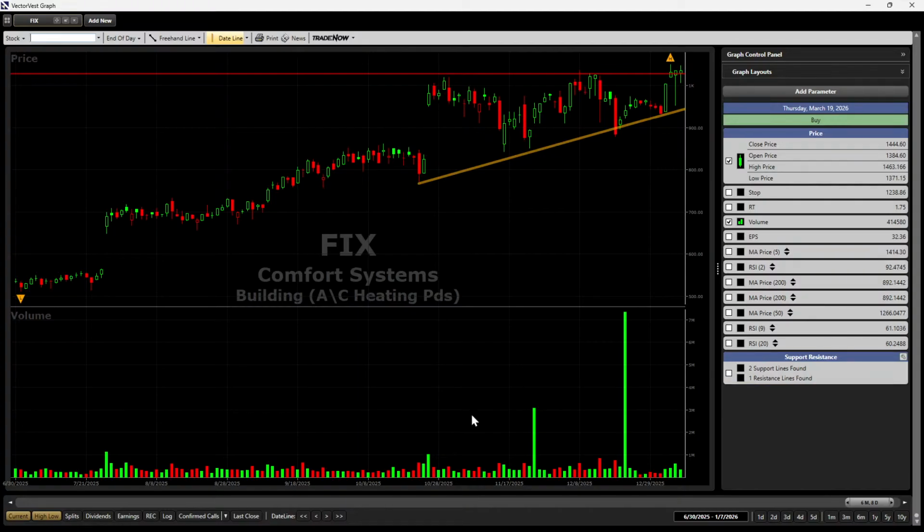So what do we see here? We're looking at the end of last year. All right, so we have a new high put in at the end of October, another retest at the beginning of December, another retest, and a couple of other retests here.